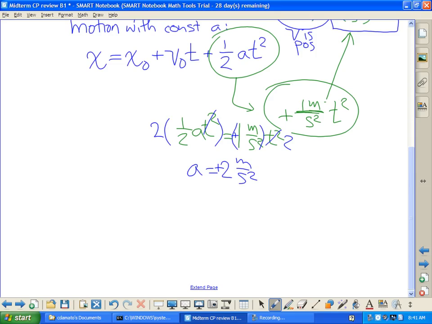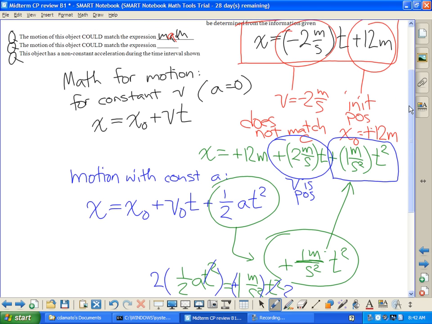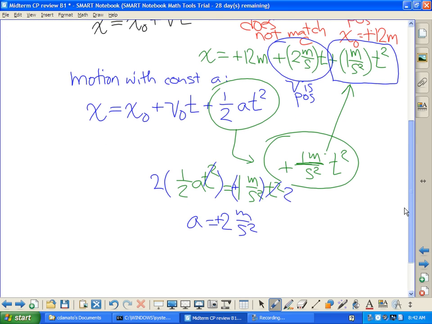Let's see. Positive acceleration. Is this object speeding up or slowing down? Actually, it's going to start out with an initial velocity that is positive. And its acceleration is positive. It can't be doing anything but speeding up the whole time. Dig? Okay. Questions about this? You will be provided a formula sheet with things like this.